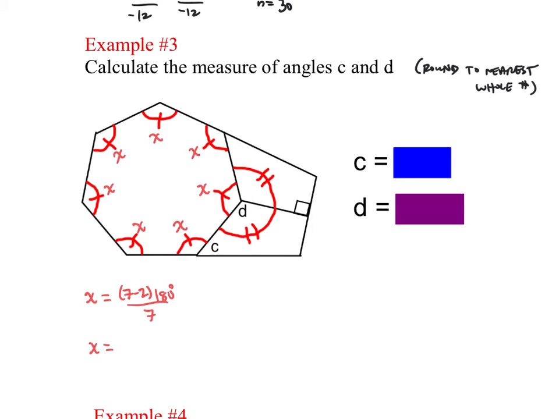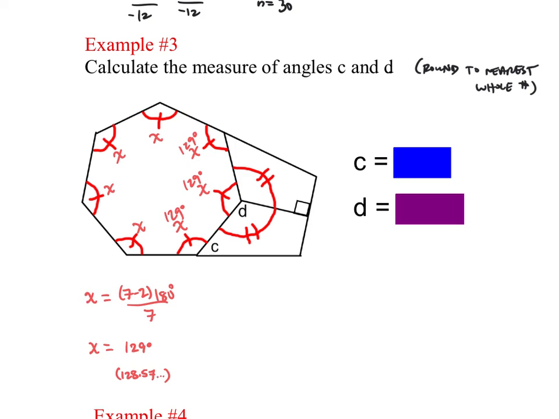That's 5 times 180, divided by 7. Which I'm going to round to 129 degrees. I'm rounding. I believe it was 128.57 and some change. I'm rounding that to 129. Okay, so each of these angles are 129 degrees.